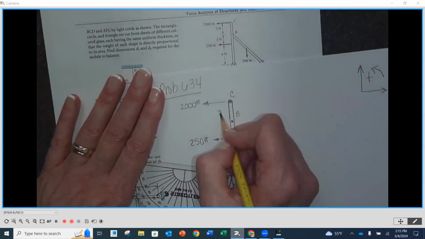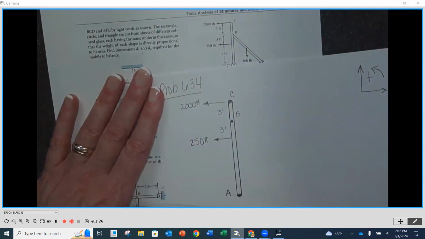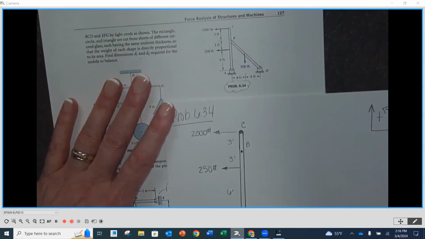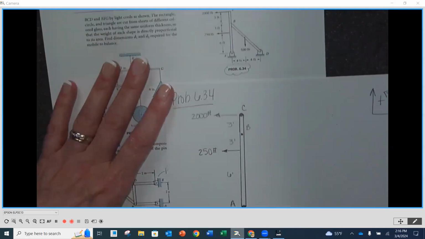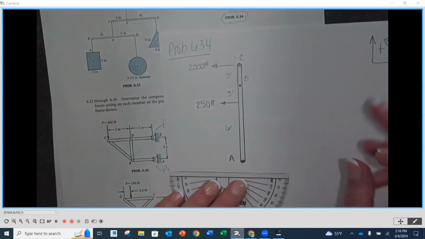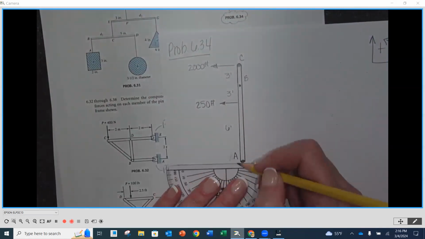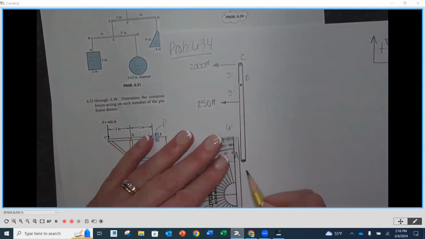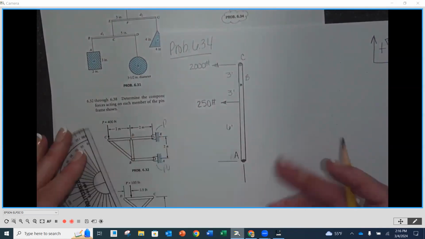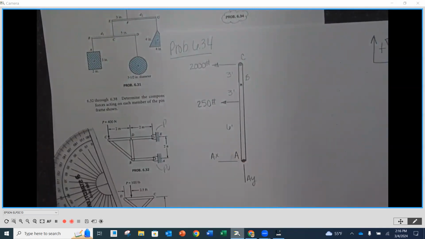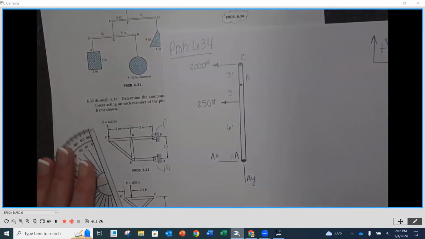So this is 3 feet. This is 3 feet. And then it's 6 feet down to A, where we have a pin reaction. So I'm going to put A a little bit higher here. Since this is a reaction at a pin, I'm just going to show the X and the Y lines for right now. So this is going to be an AX, this is going to be an AY, and I'll add the arrowheads after I get other things in place.